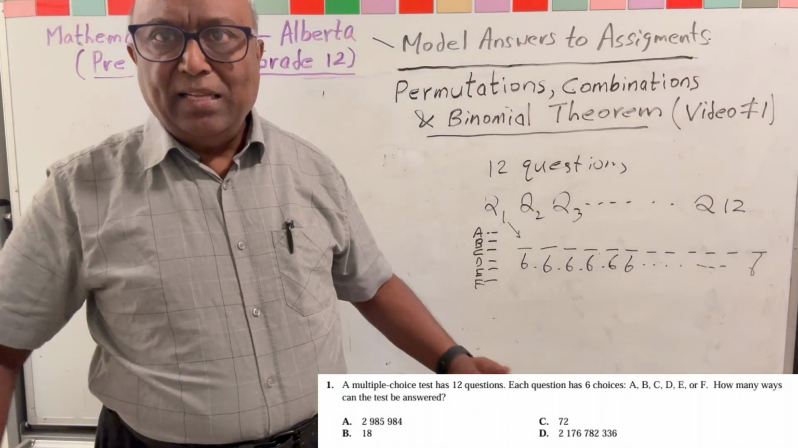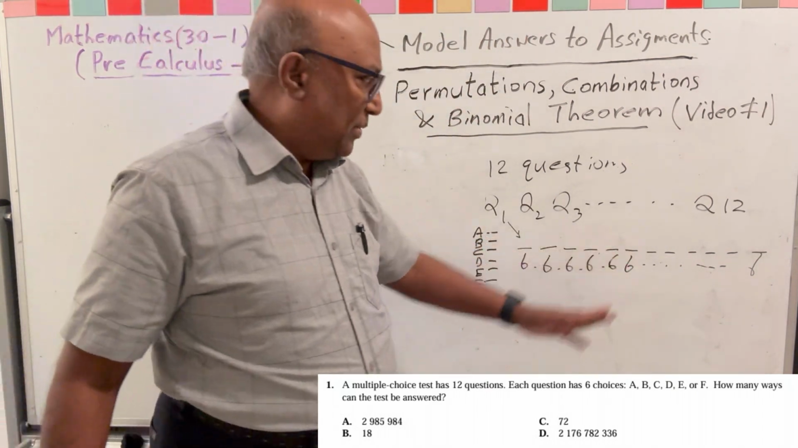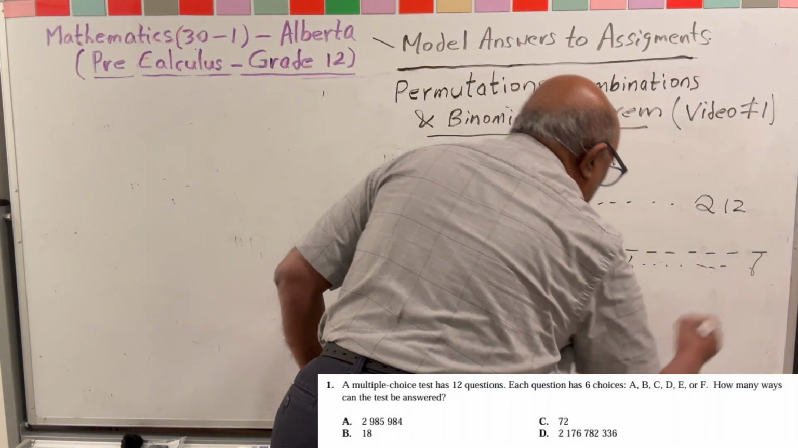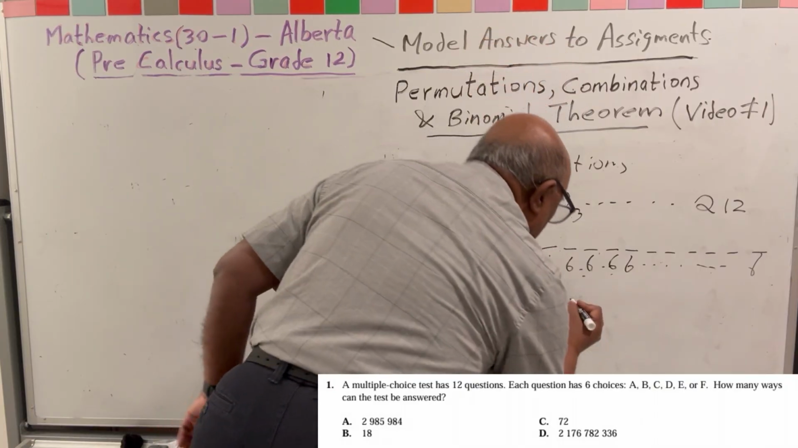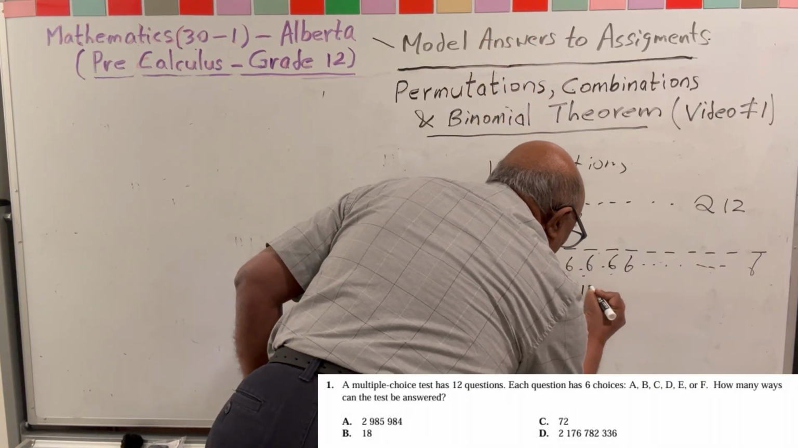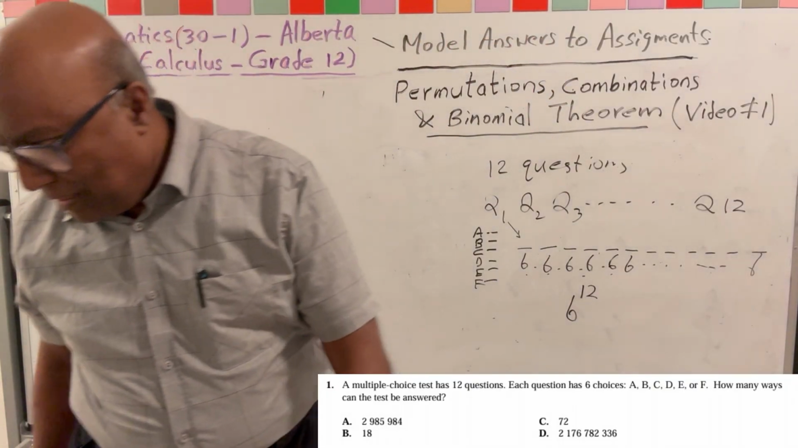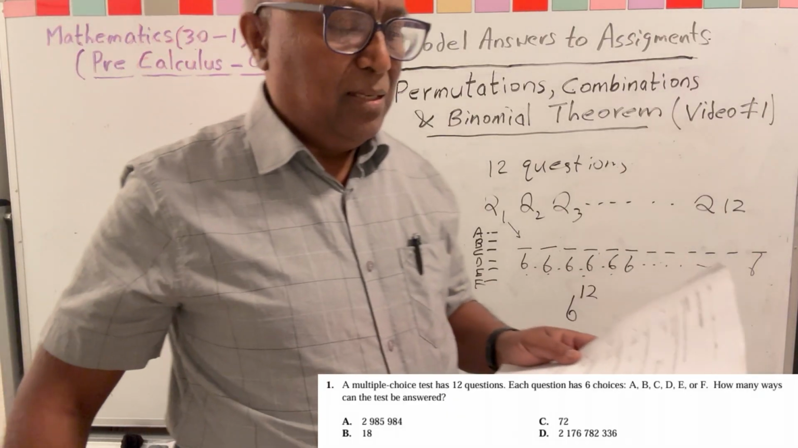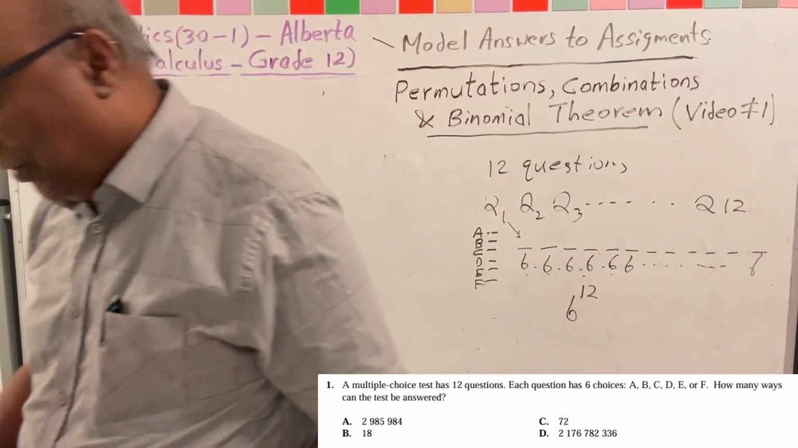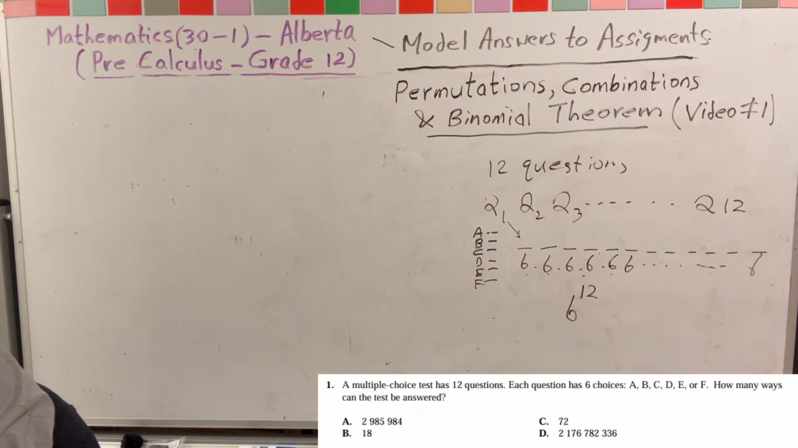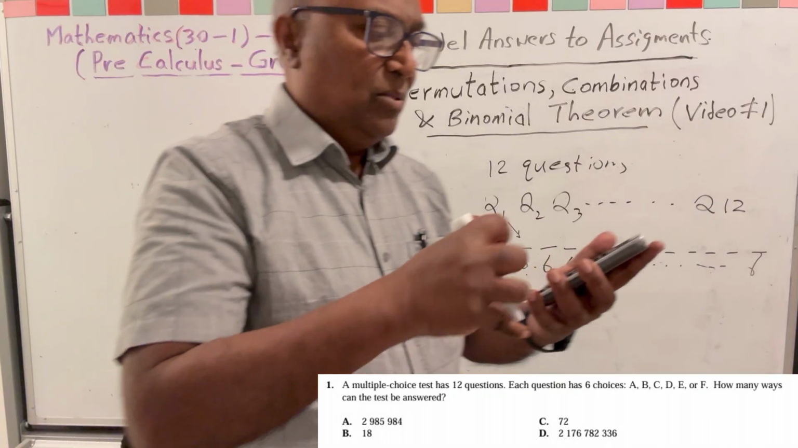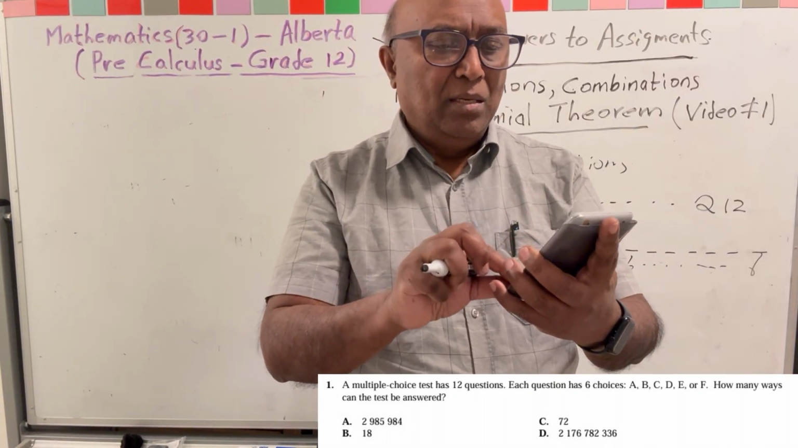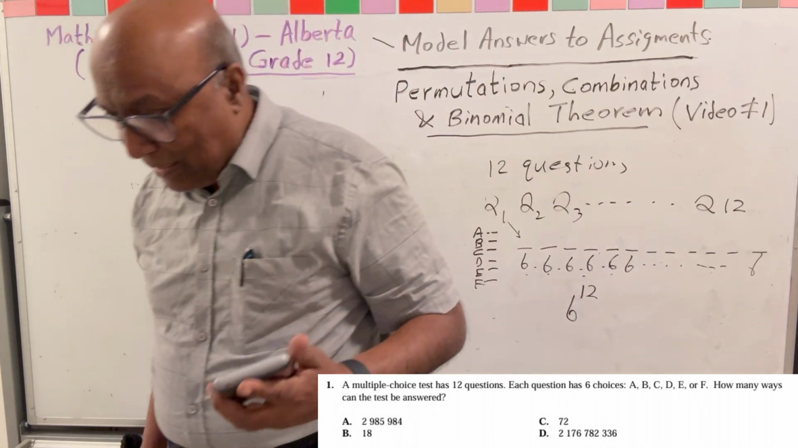Why do you have to multiply again? That is from the fundamental counting principle. That means the answer is like this: multiplying 6, 12 times, the answer is 6 to the power of 12. But no option is 6 to the power of 12. Let's calculate that, because they have provided the answer as a number, not as an exponent. 6 to the power of 12 is a big number, 2 million something.